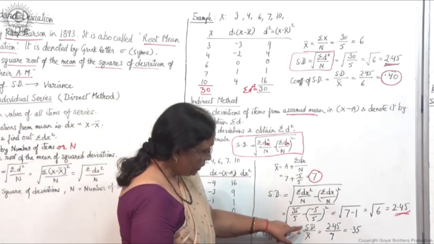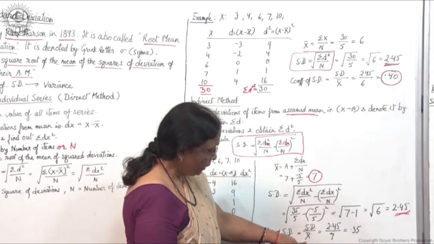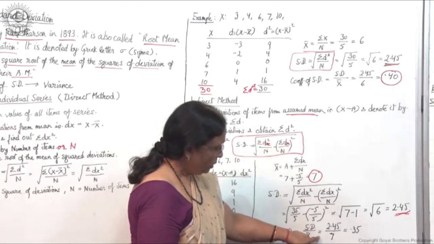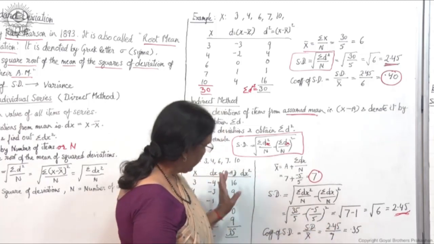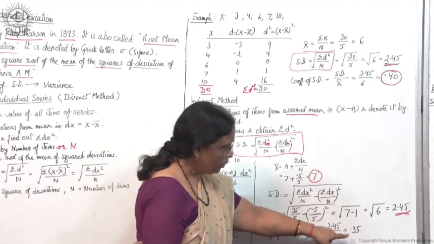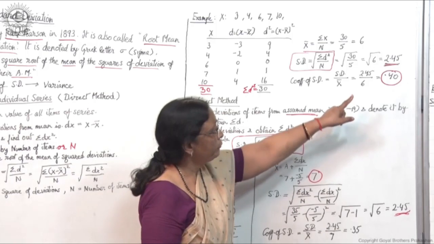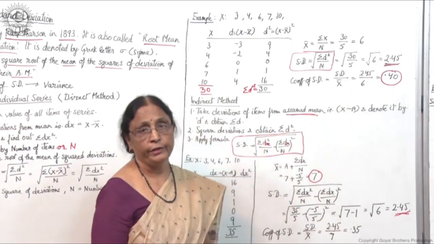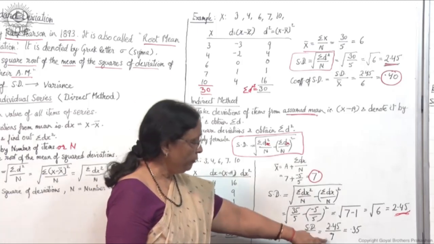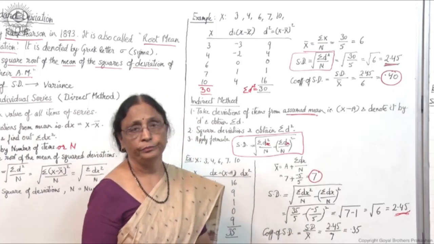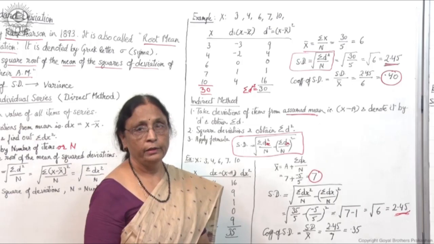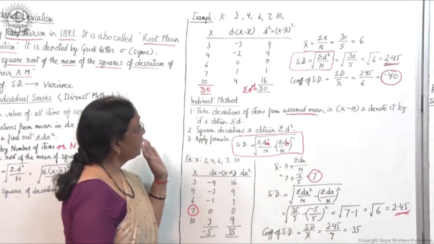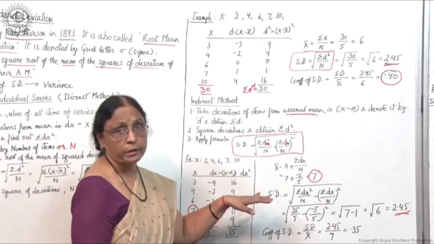Coefficient of standard deviation is standard deviation upon mean, because we are taking deviations from the mean. So 2.45, in this case we have taken 7 as the assumed mean, so it becomes 0.35. Here it was 0.40, now the coefficient is 0.35, a little different, because we have taken the assumed mean as 7. Clear? So this is about the direct and indirect methods.